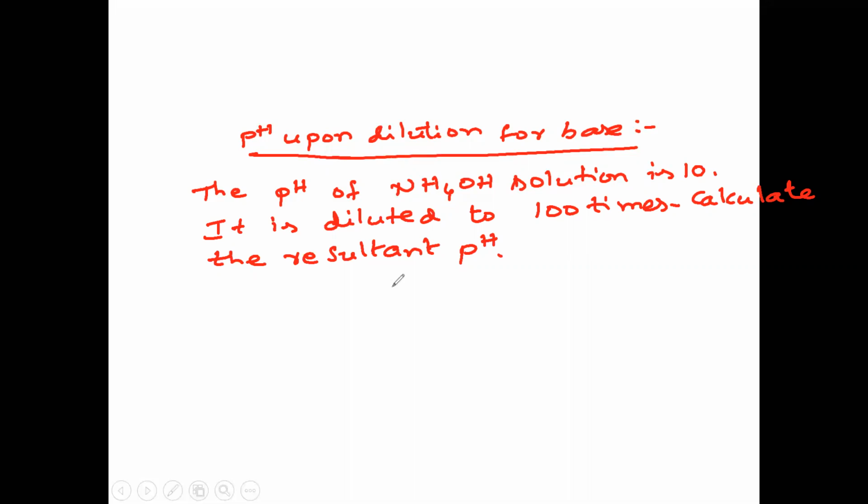So since it is a base, first I'll do the solution now. What is the question here? Again, I'm repeating. The pH of ammonium hydroxide solution is 10. It is diluted 100 times. Calculate the resultant pH. So after diluting ammonium hydroxide solution, what happens to its pH? This is called pH upon dilution for a base. Since pH of ammonia is equal to 10, pOH is equal to 14 minus 10, because since it is a base, we have to consider pOH only, equal to 4.